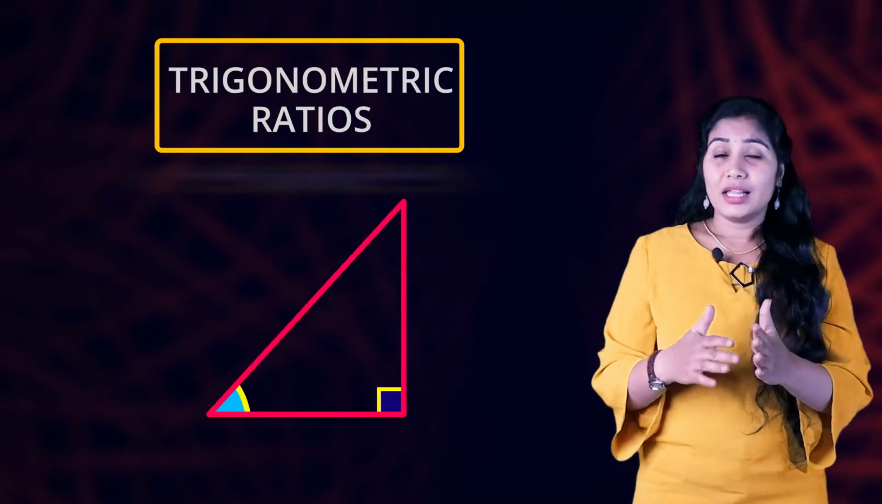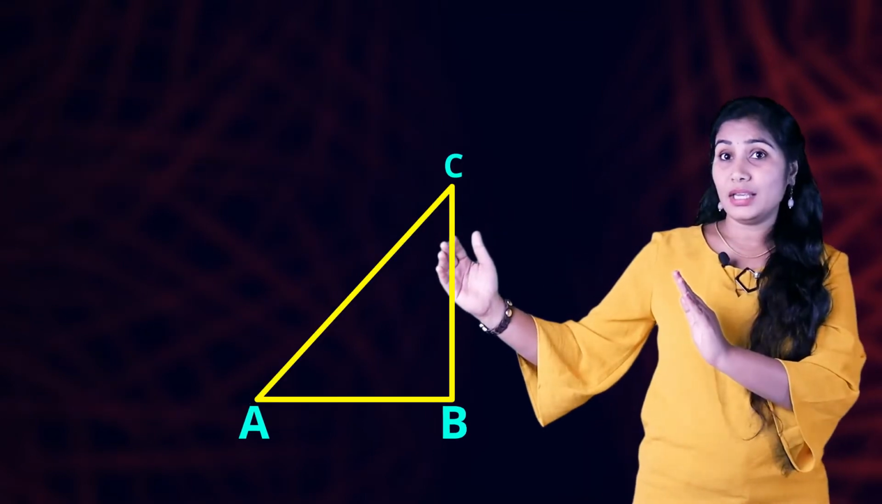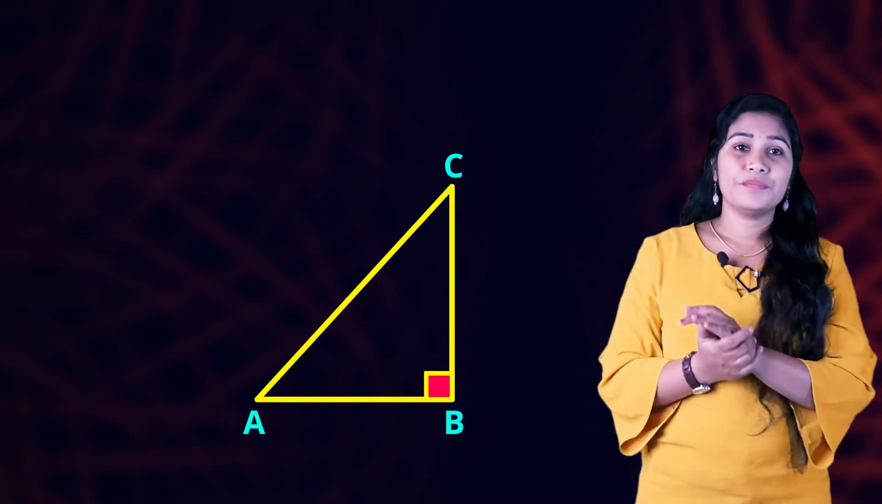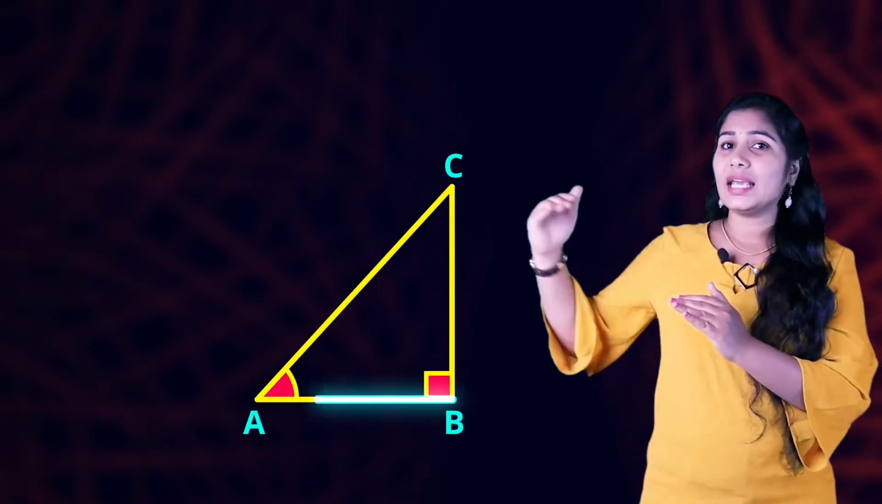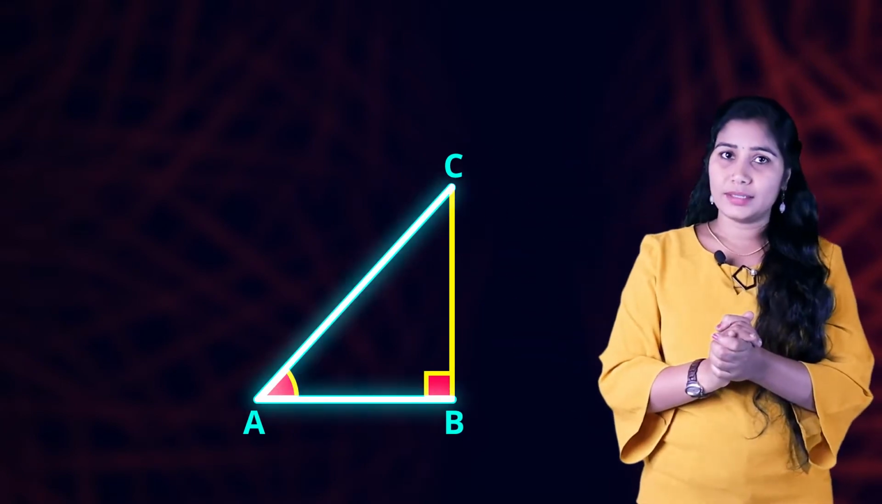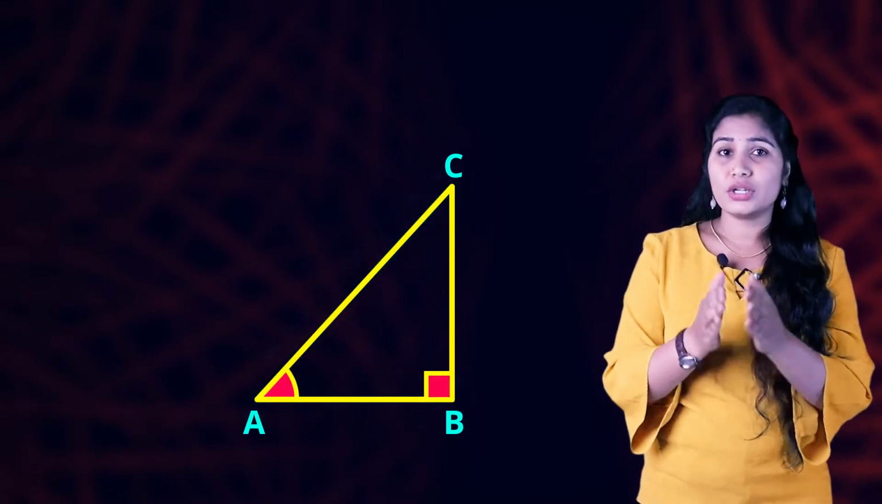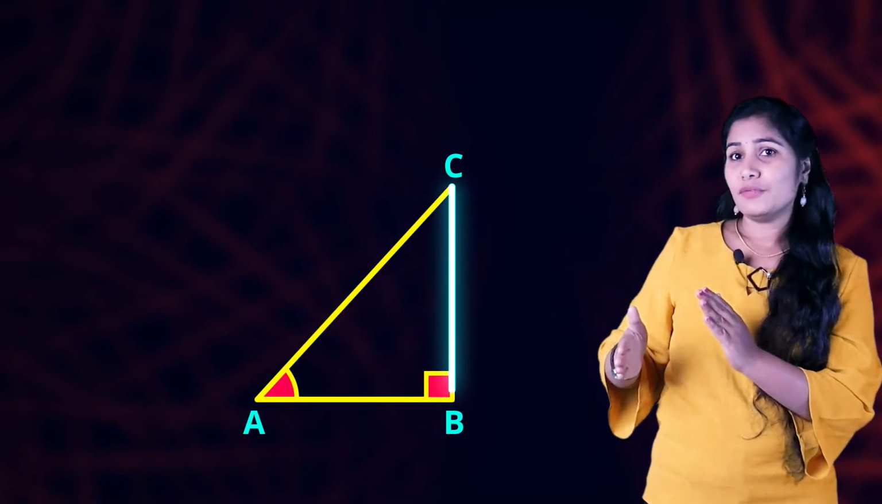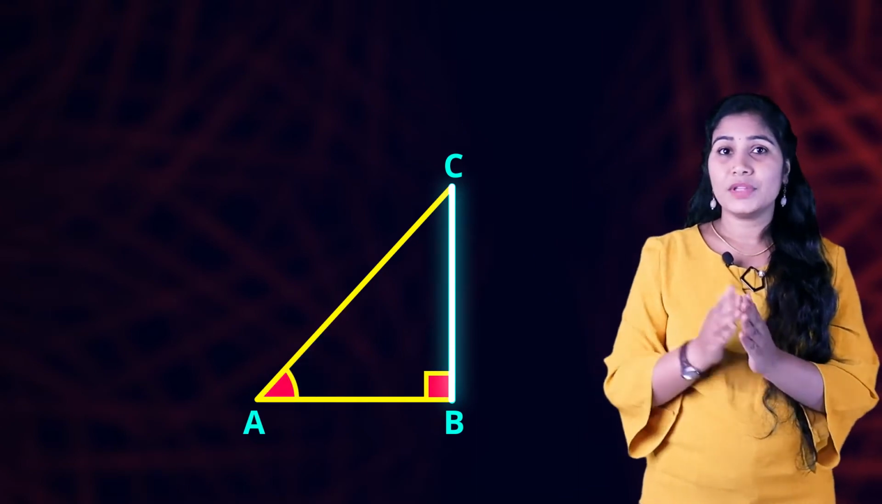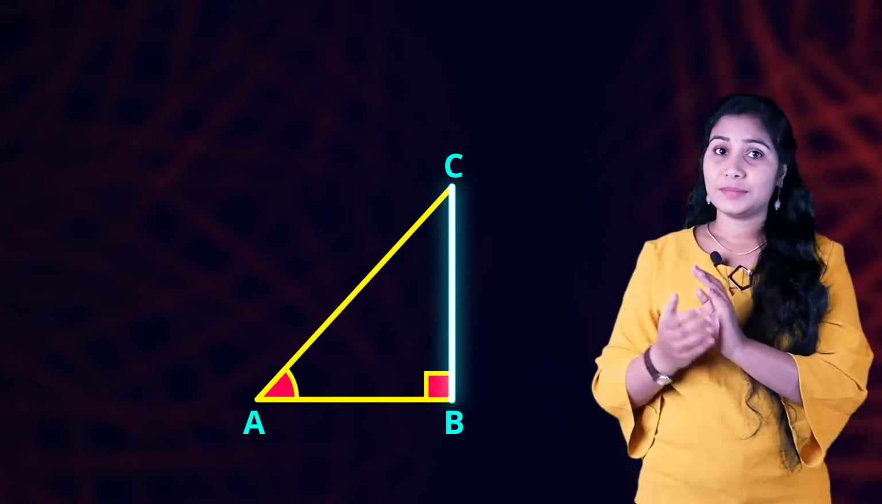Now, for that, let us take a right triangle ABC with base AB and right angle at B. Here, the angle BAC is any acute angle. Now, let us note the position of the side BC with respect to this angle A. It faces angle A, isn't it?